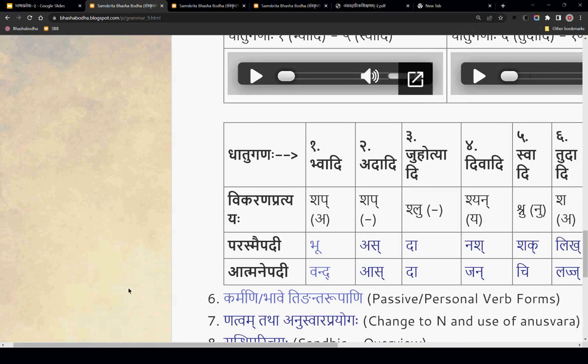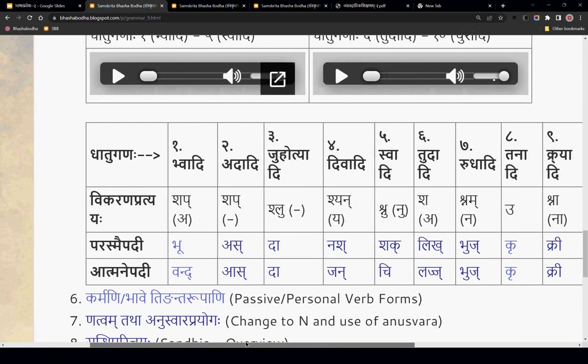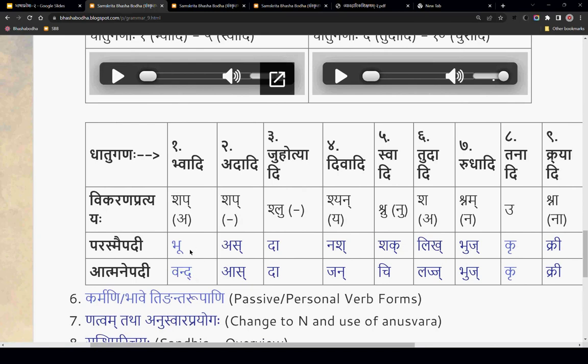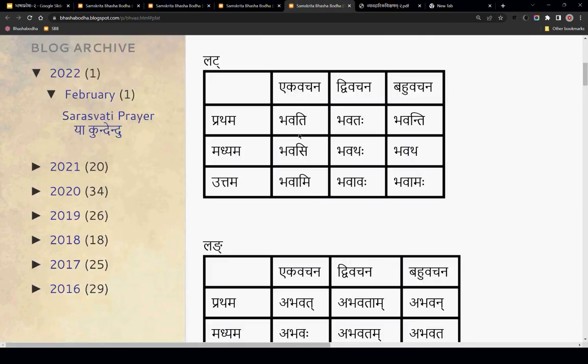atmanepadi. Parasmaipadi and atmanepadi. So there are two types. Parasmaipadi dhatus take the form of this: bhavati, bhavatah, bhavanti, bhavasi, bhavathah, bhavatha, in vartamana kala, lat lakara, etc. So their ending is their identification. Like the prathama purusha ekavachana, lat lakara, there we see these endings: ti, tah, anti, si, thah, tha, mi, vah, mah, like this.